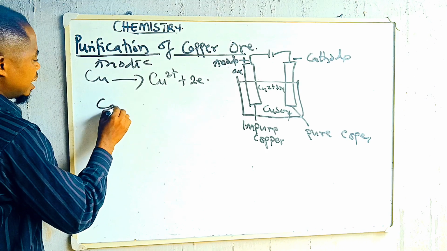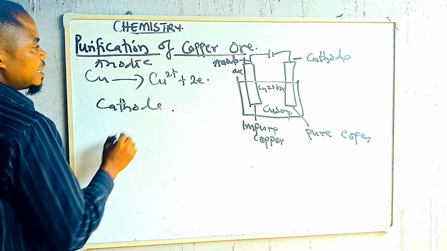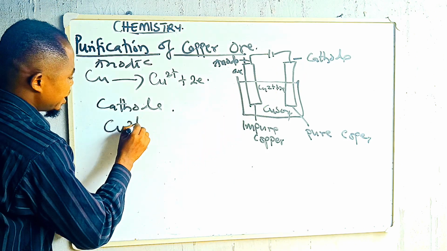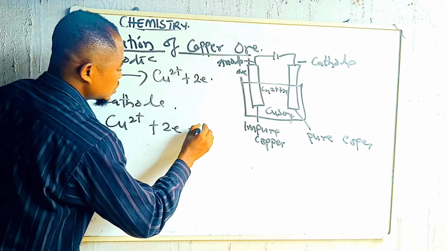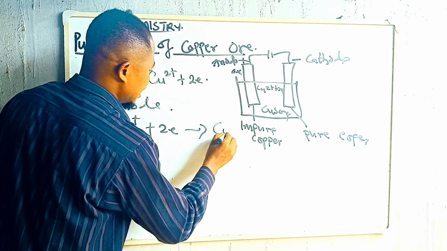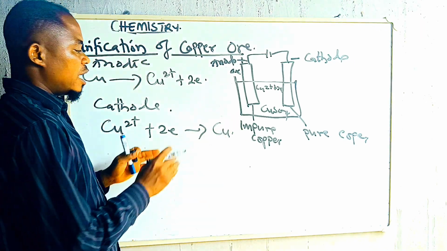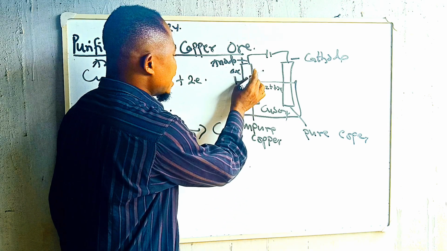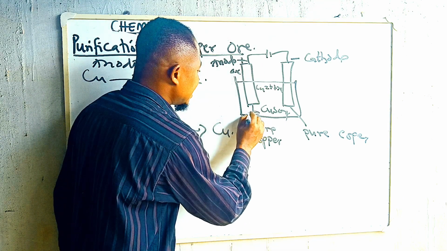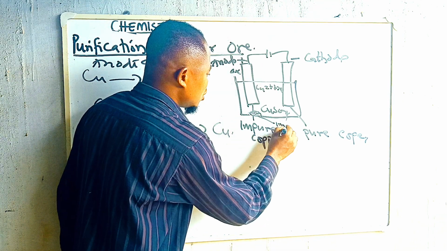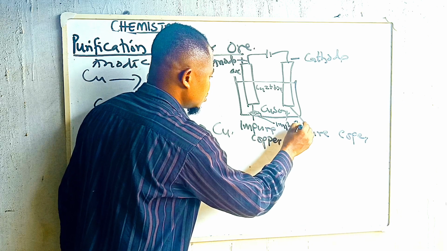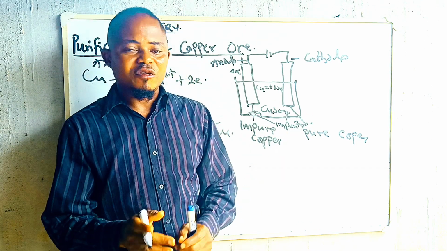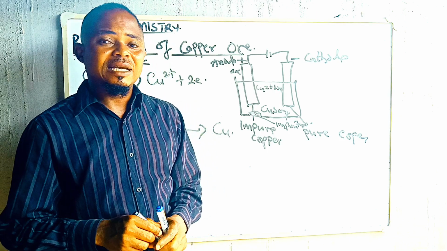So at the cathode now, the copper ions move to the cathode, and they will be deposited via reduction. They will accept 2 electrons and be deposited as neutral elemental copper. Now, the impurities will stay here as sludge. So this is about the purification of copper from its copper ore.